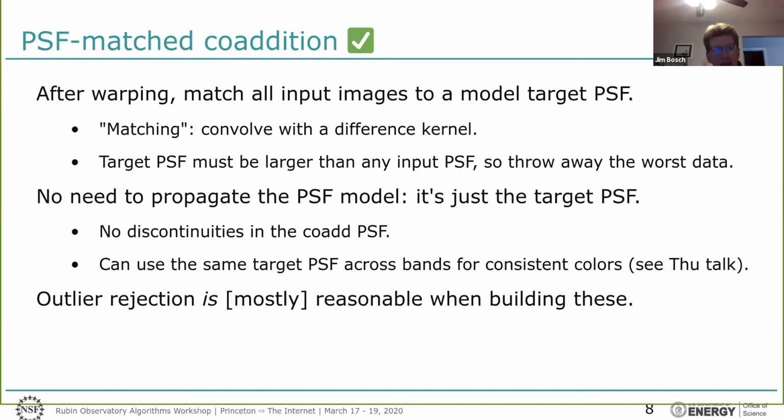Another thing to point out here is that outlier rejection is mostly reasonable for building these. I only say mostly because here the different input pixels that contribute to one output pixel still aren't drawn from the same distribution. In fact, they'll be correlated with the other pixels from the same epoch as them, but they are drawn from different distributions with the same mean. And so what sigma you might want to clip at and what your median actually means is not necessarily what you'd predict, but it's not a crazy thing to do outlier rejection, because at least they should be drawn from distributions with the same mean.